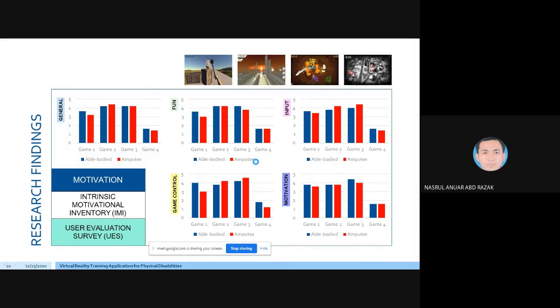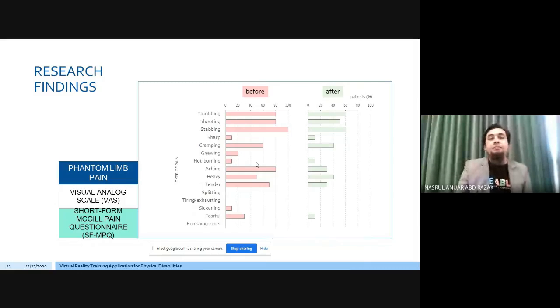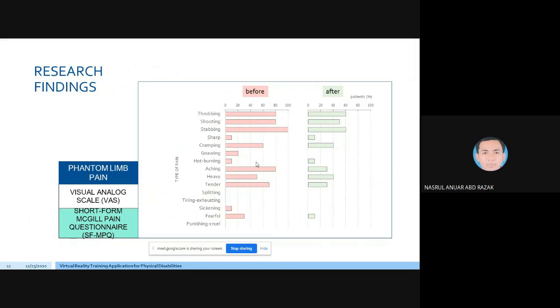See some of the games that we implement. This is some of the phantom limb pain that we figured out when we conducted the test as well. You can see before and after, the patient felt pain at some positions, but after they conducted the game, some positions became less painful. You can see there is no knowing, no splitting, no time resisting, no fearful, etc. So they have a lower percentage of fear and of feeling demotivated.